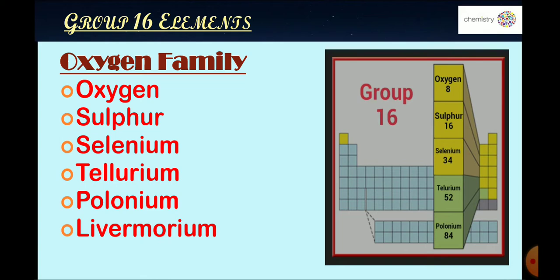The first member of the group is oxygen. It's called the oxygen family, or even chalcogen. These elements are called chalcogens. The meaning of chalcogens is that these elements are ore forming elements. The meaning of chalcogen is what? Ore forming elements. Most of the ores and minerals contain oxygen and, in particular, sulfur.